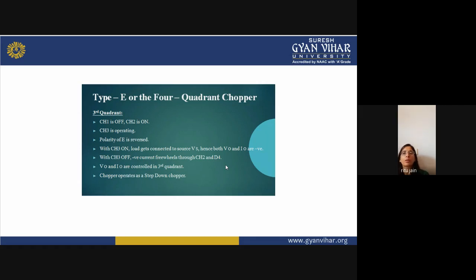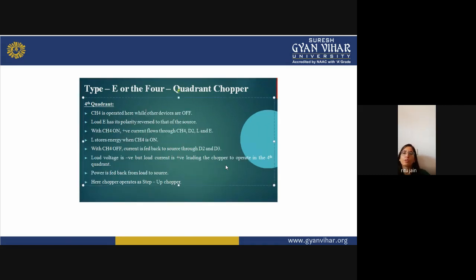Third quadrant chopper, in which CH1 is off and CH2 is on, we have already done that. CH3 is operating and the polarity of E is reversed. With CH3 on, the load gets connected to the source in reverse, hence both output voltage and output current are negative in direction. With CH3 off, negative current freewheels through CH2 and D4. So both output voltage and output current are controlled in the third quadrant, and the chopper operates as a step down chopper.